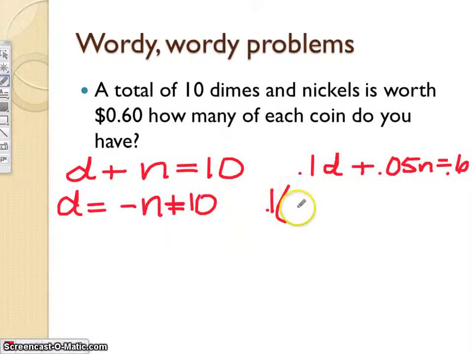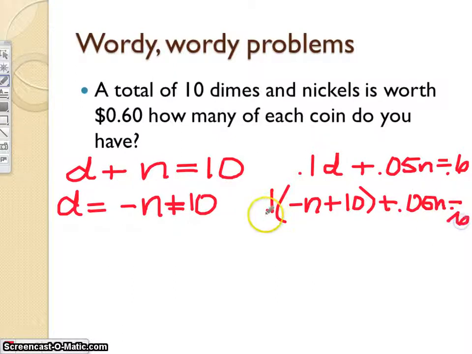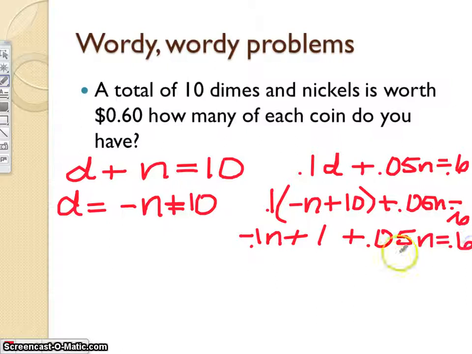So 0.1 times negative n plus 10 plus 0.05n is equal to 0.6. Distribute the 0.1 and we get, this is negative 0.1 because we're multiplying it by negative n, and what is 0.1 times 10 is equal to 1, plus 0.05n is equal to 0.6. There we go. All right.